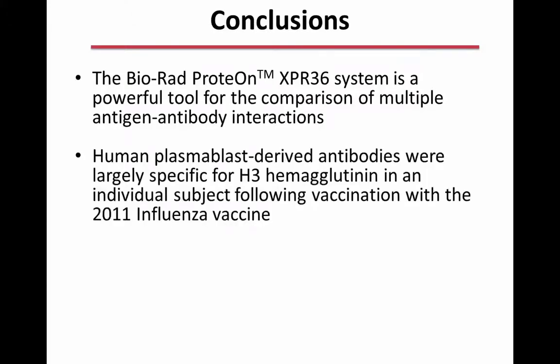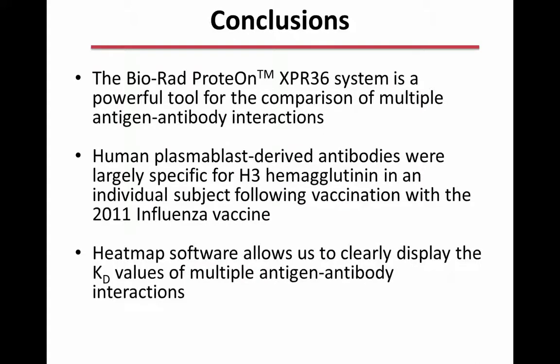The human plasmablast-derived antibodies that we analyzed were largely specific for the H3 hemagglutinin in an individual subject following vaccination with the 2011 vaccine. And the binding data show that many of these cells may have been plasmablasts that were drawn from the previous memory response. And we've also shown how heat map software allows us to clearly display the KD values of multiple antigen-antibody interactions that we get from the 6x6 aspect of the ProteOn.